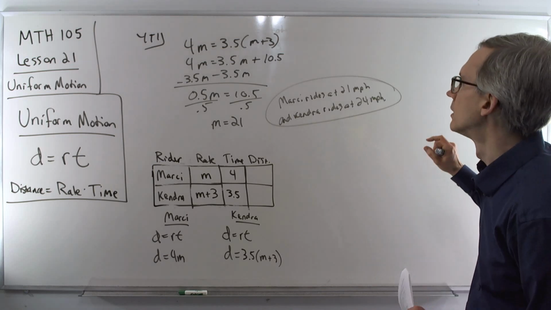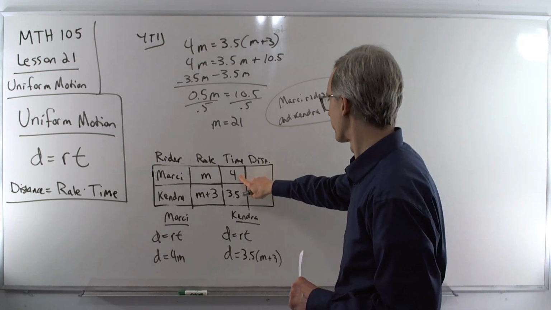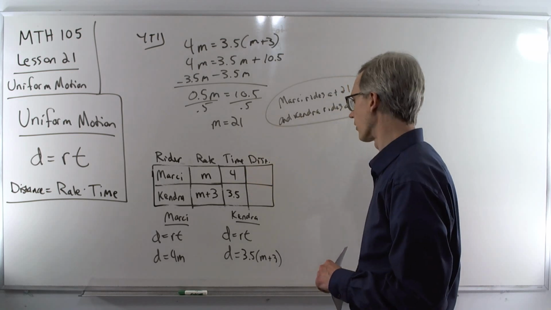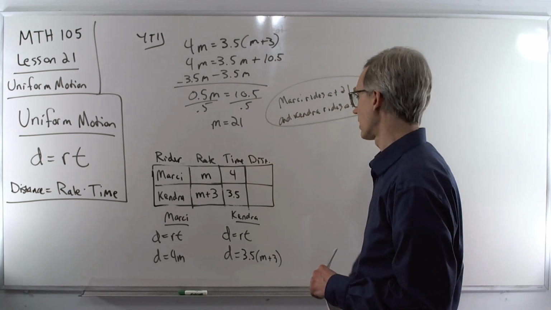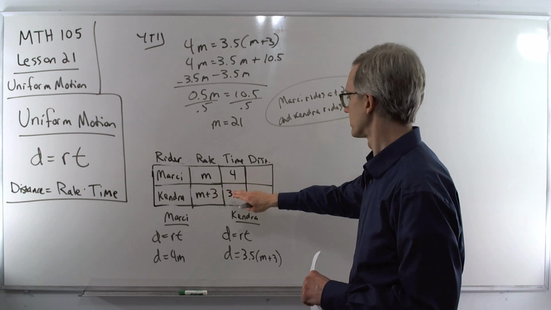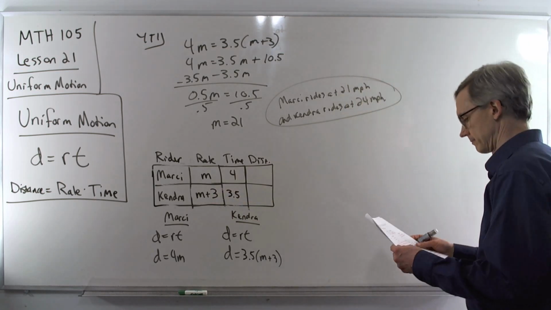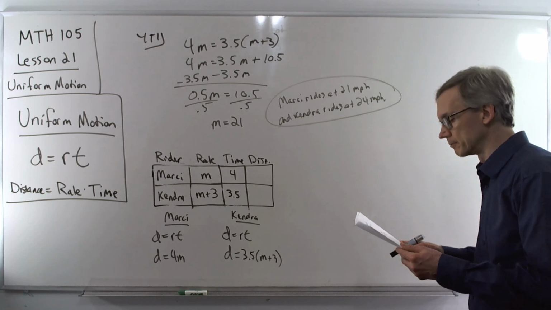So to check, we know that Marcy's riding for 4 hours, and her rate is 21. 21 times 4 is 84. And then Kendra is riding at 24. 24 times 3.5 is 84. So that checks. Your turn, number 2.